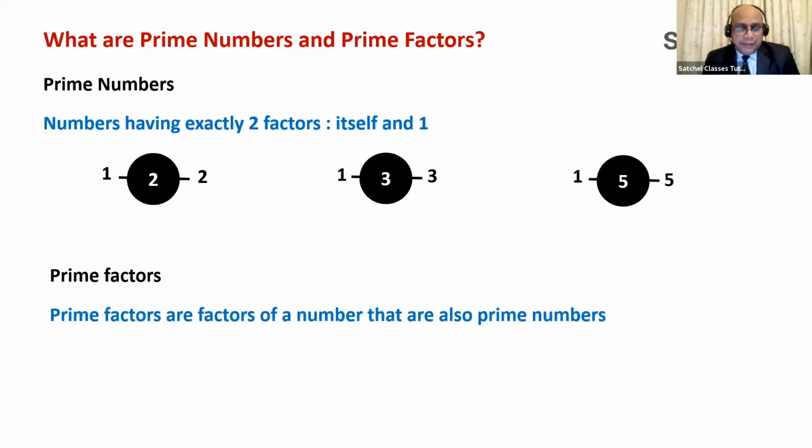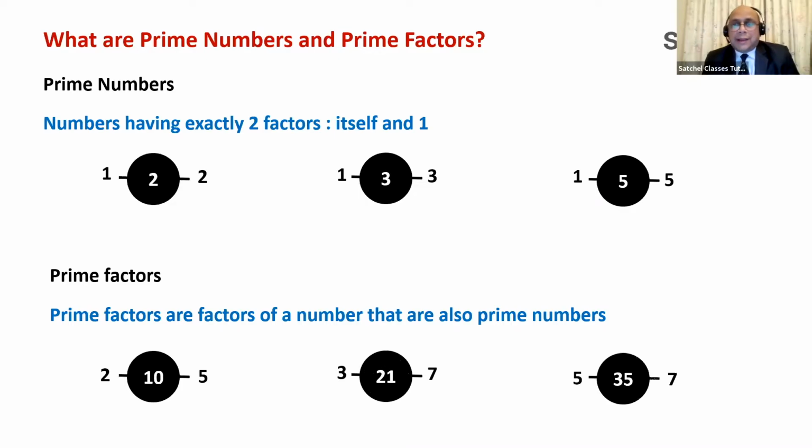What are prime factors then? Prime factors are factors of a number that are also prime. Simple. Factors of a number that are prime numbers. For example, I can split the number 10 as 2 times 5, and 2 and 5 are both prime numbers, and hence 2 and 5 are prime factors of 10. Likewise, 21 can be split as 3 times 7, and 3 and 7 are prime numbers, so they qualify as prime factors of 21. Finally, 35 is split as 5 times 7, so 5 and 7, because they are prime numbers, become the prime factors of 35.